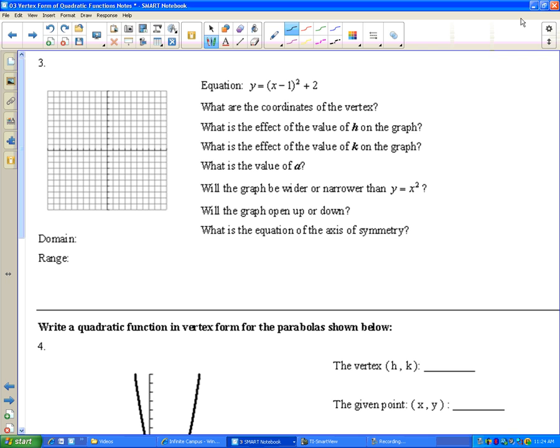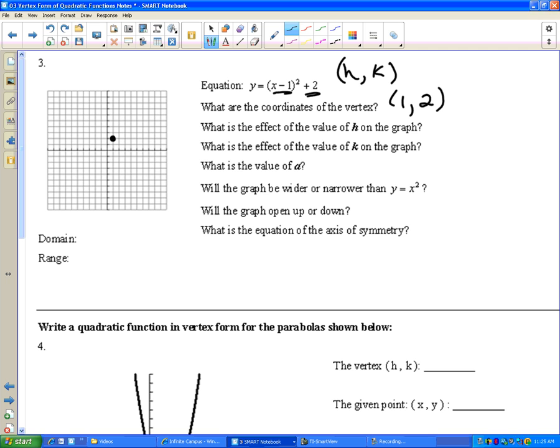y equals (x minus 1) squared plus 2. What are the coordinates of the vertex? Again, I want h, comma, k. h is the opposite of what's inside, so that's 1. k is what's on the outside, so that's 2. So my vertex is 1, 2, which is that point right there.